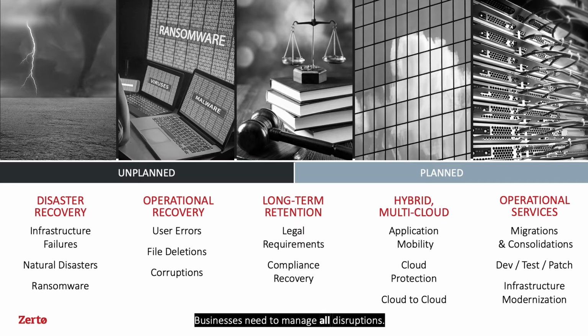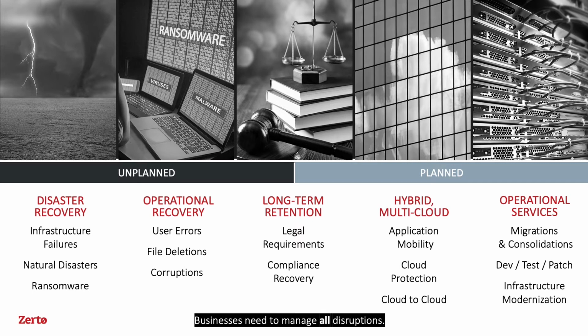Then you have what we call planned downtime, meaning when you're doing something proactive for the business that will eventually drive revenue or support new business models. That includes supporting hybrid and multi-cloud strategies around application mobility, cloud protection, even cloud to cloud. And then you get to operational services, things that are directly proactive to the business, such as migrations, data center consolidations, being able to accelerate DevOps, patch testing, and management. You also have some of the imperatives to modernize your infrastructure.